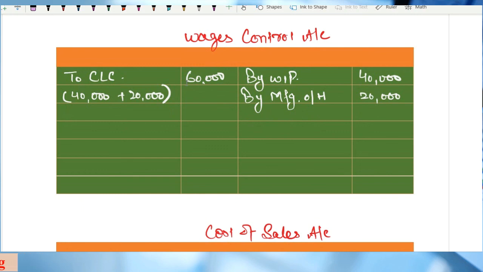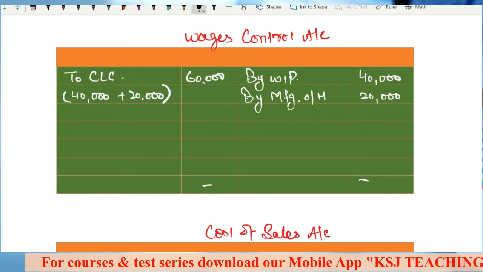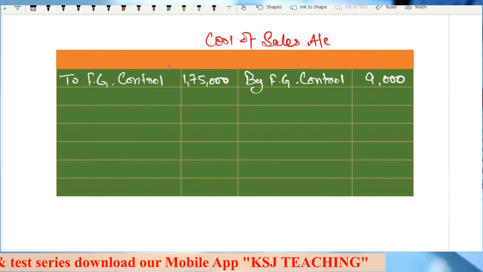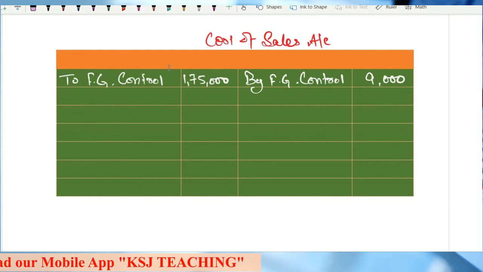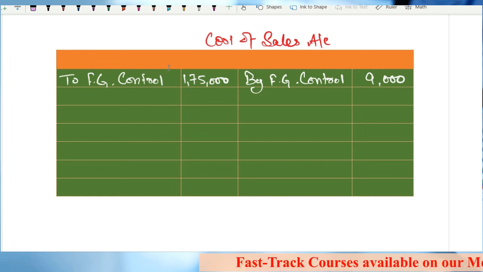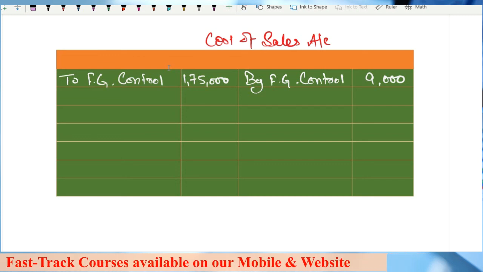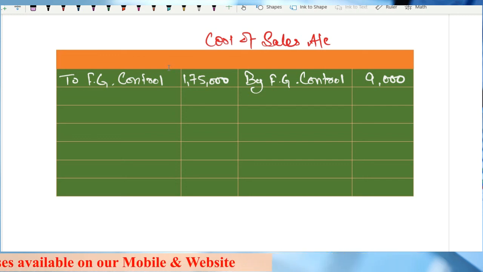Next, wages control account. Sir, this account is already closed. Right, incurred and divided into WIP and manufacturing overheads. Then the cost of sales account, right? FG control 1,75,000. Then there was a return of 9,000. Then the balance to be taken to. Sir, normally we say that this cost of sales will be transferred to costing profit and loss account. This is what we learned, right? We discussed this, that transfer the cost of sales to costing profit and loss account.